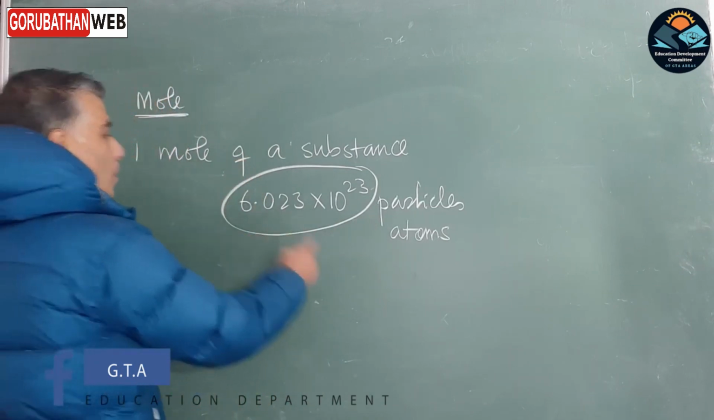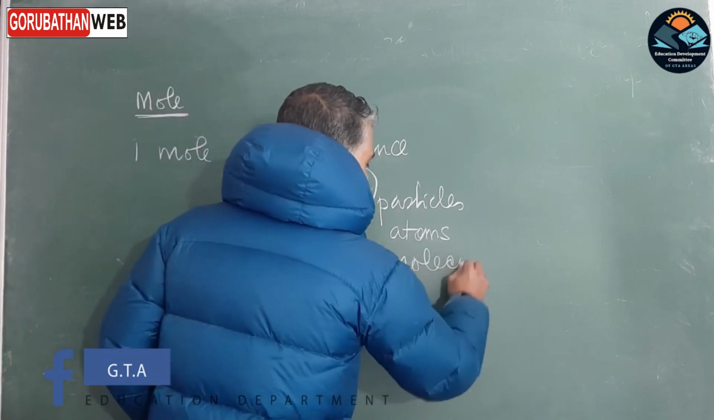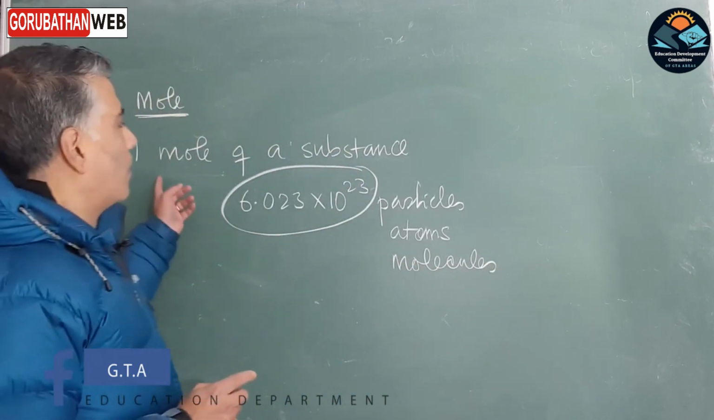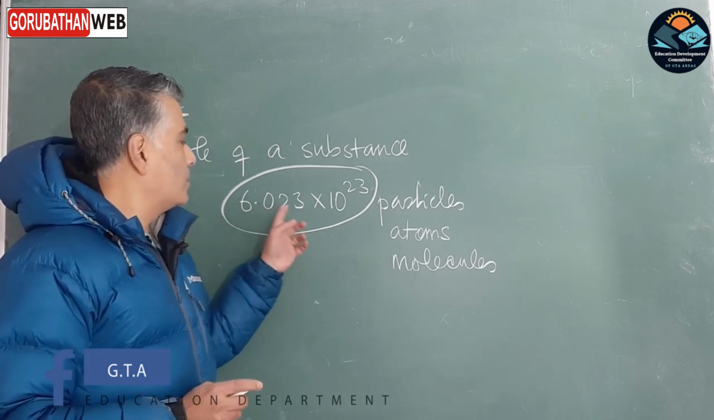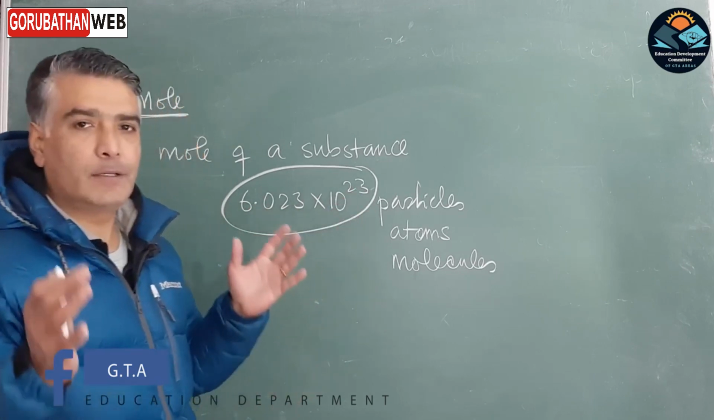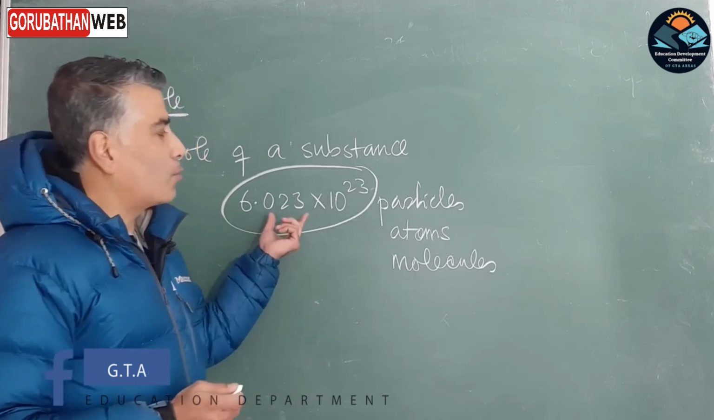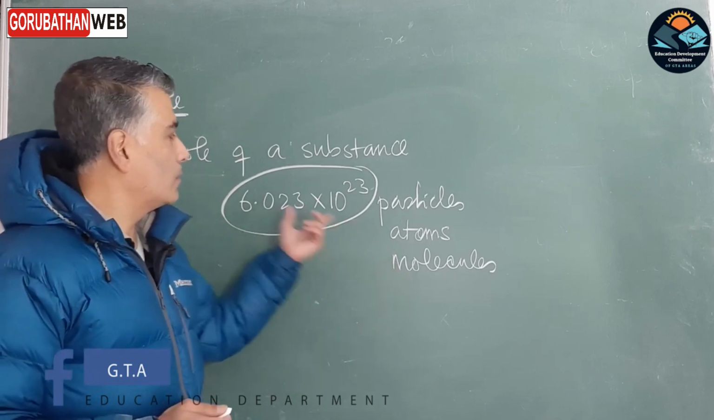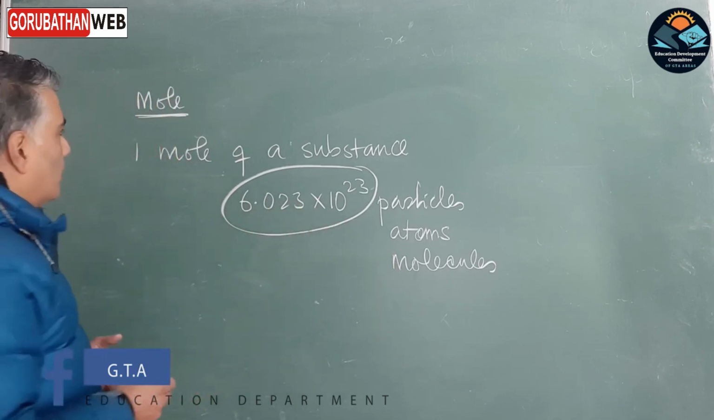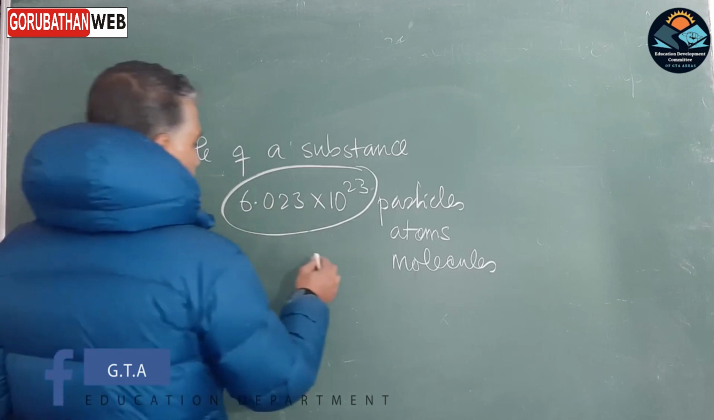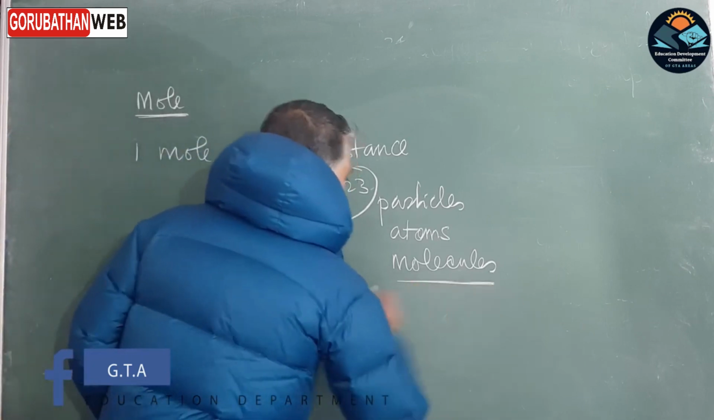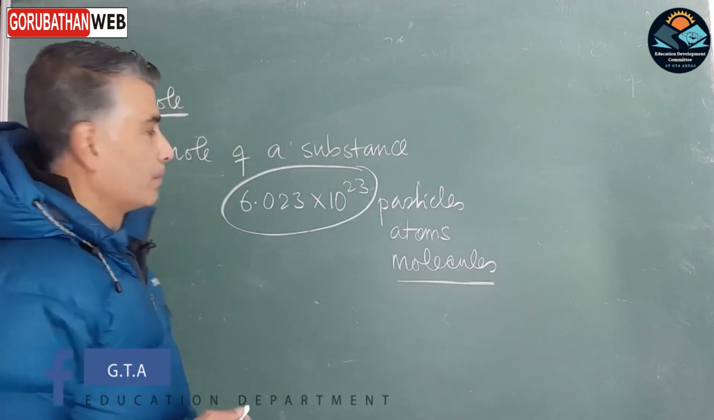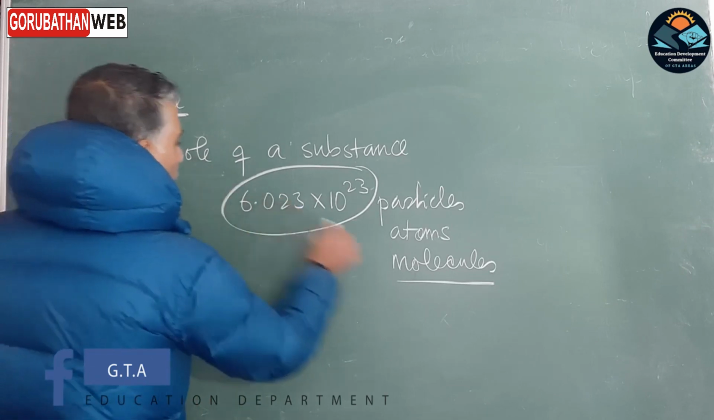Similarly, if you have these many molecules, then we call that 1 mole molecule. So in order to have 1 mole of any substance, you've got to have 6.023 into 10 to the power 23 particles together. If you have these many electrons, we call it 1 mole electron. If you have these many atoms, 1 mole atom. These many molecules, 1 mole molecule. But in this chapter, we are basically interested in the molecules only, because most of the substances with which we prepare our solution exist in the form of molecules. So we'll deal with this 1 mole molecule.